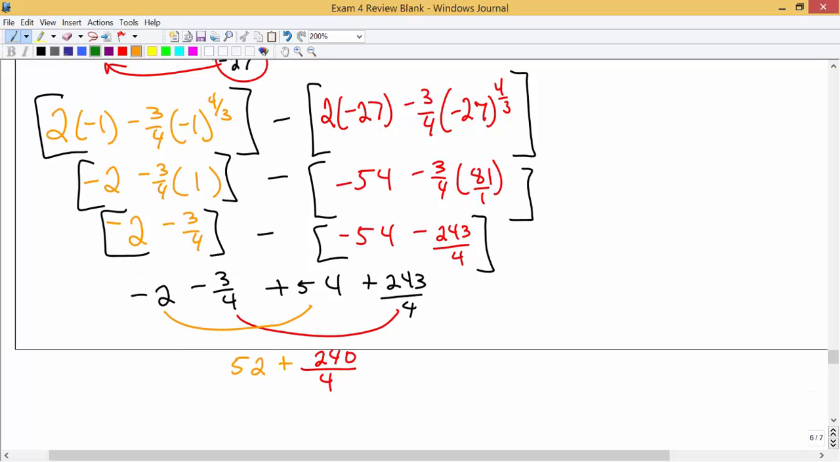And what's really convenient here is that 240 divided by 4 is actually 60. And those combine really easily to give us 116. So the area under the curve here, we get 116 units.